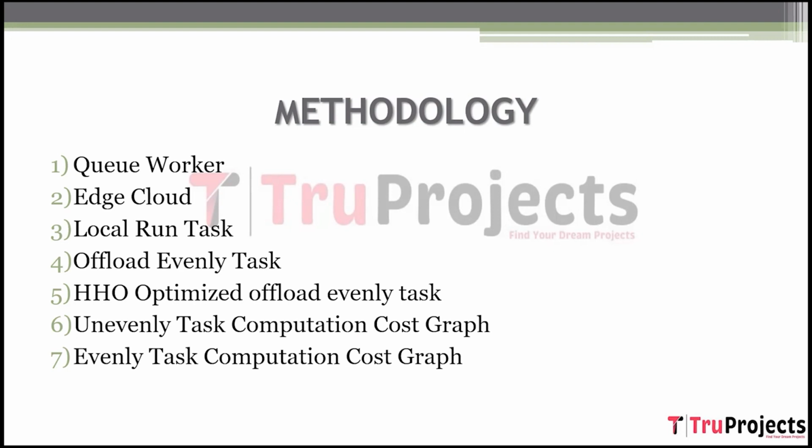Next one is Unevenly Task Computation Cost Graph. This module is responsible for plotting a graph that represents the computation cost for executing tasks unevenly. It compares the computation cost of locally executed tasks and unevenly offloaded tasks. Sixth one is Evenly Task Computation Cost Graph. This module plots a graph that compares the computation cost of locally executed tasks with tasks evenly offloaded to the edge cloud. It demonstrates the potential benefits of using the proposed PSO-based technique for optimal network selection.